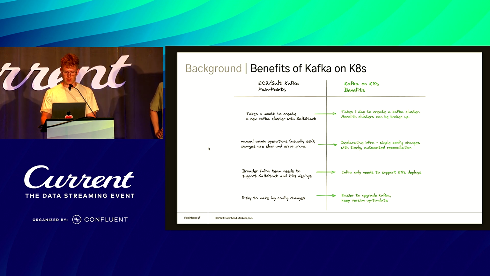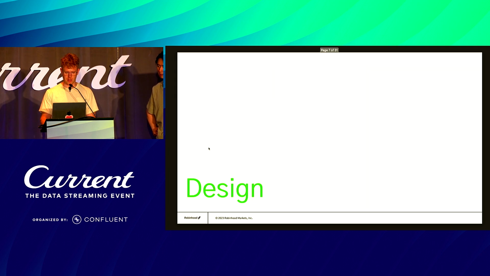Another piece is that, as I was mentioning before, as a company, we're supporting 2 different deployment pipelines, and we really wanted to move everything over to Kubernetes, and I think that makes it much easier to maintain one paved path. And then lastly, this also enables faster velocity to do things like version upgrades, which can also catch up to you if you don't upgrade your Kafka version.